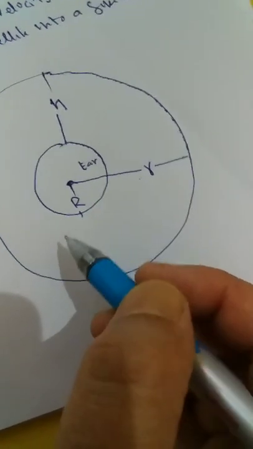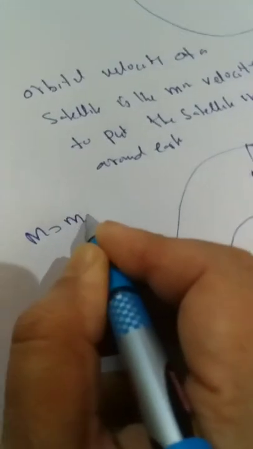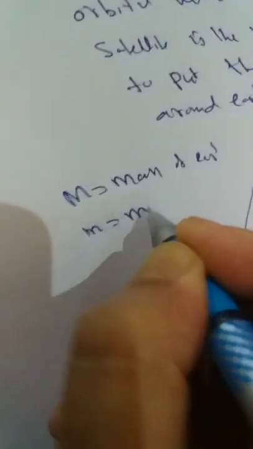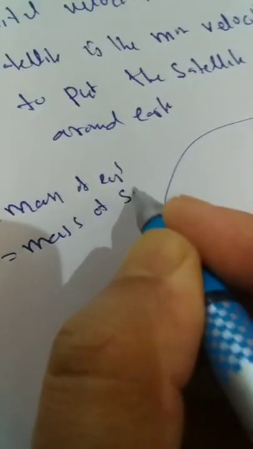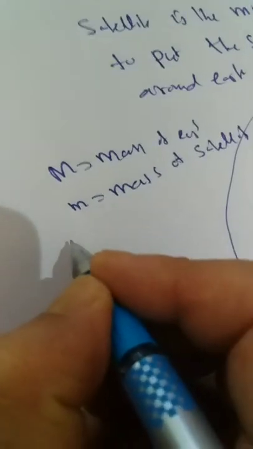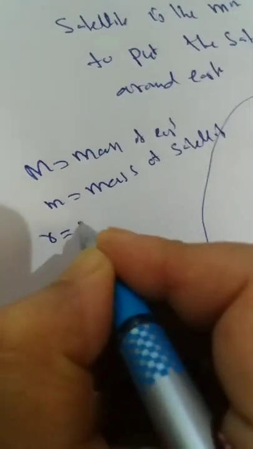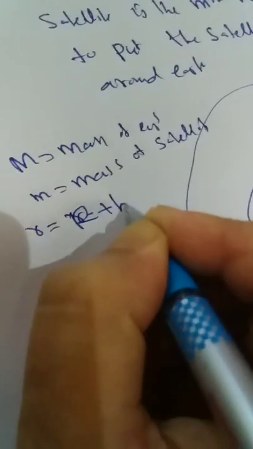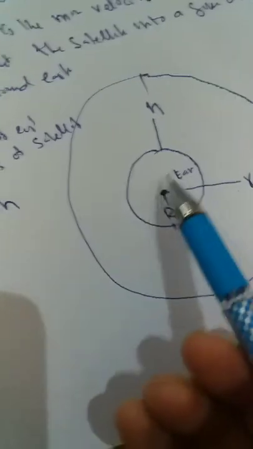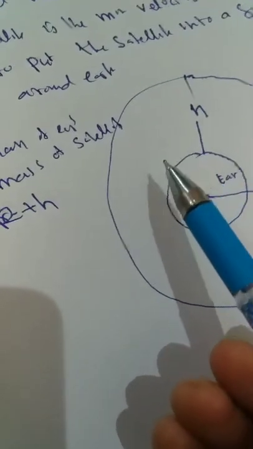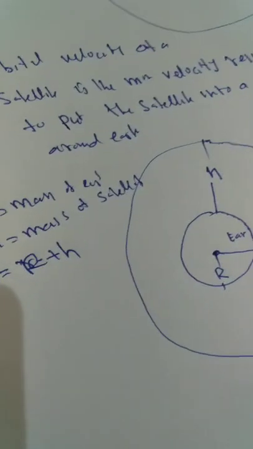Capital M is the mass of Earth, and small m is the mass of the satellite. Small r is equal to R plus h, where R is the radius of the Earth and h is the height of the satellite above the surface of the Earth. I hope you have got this.